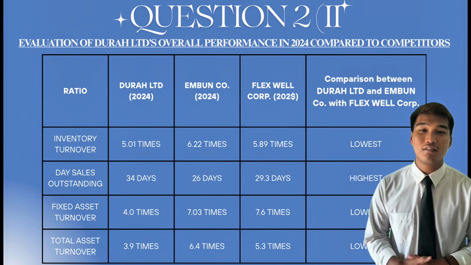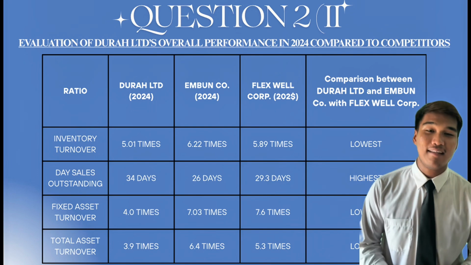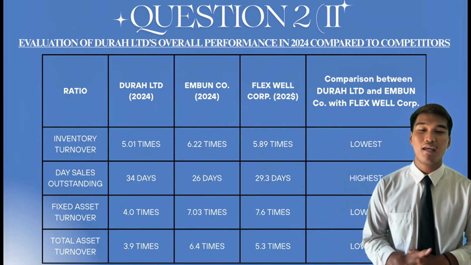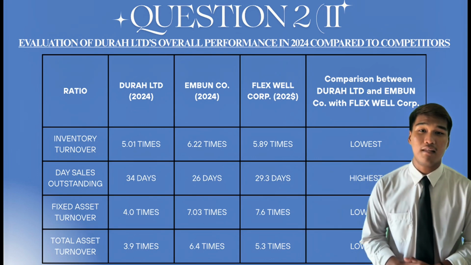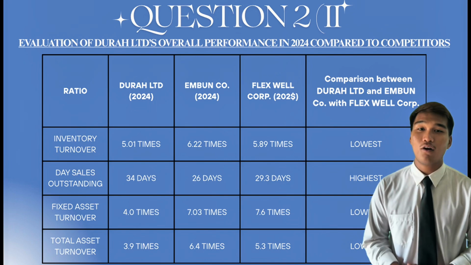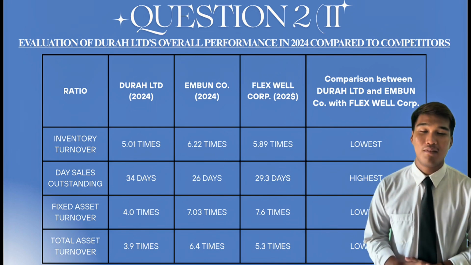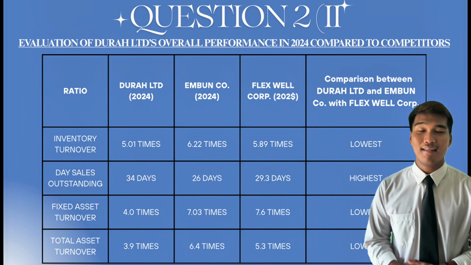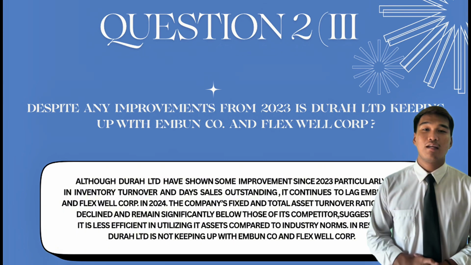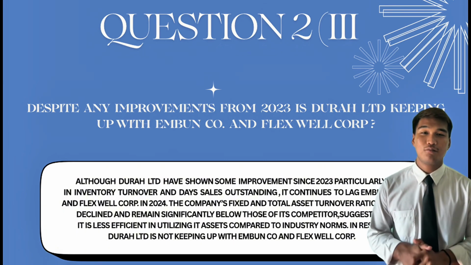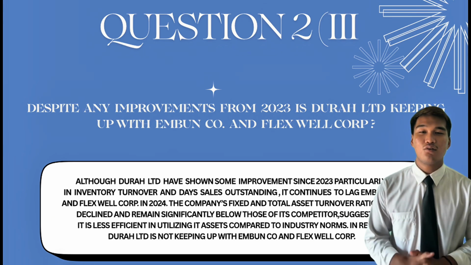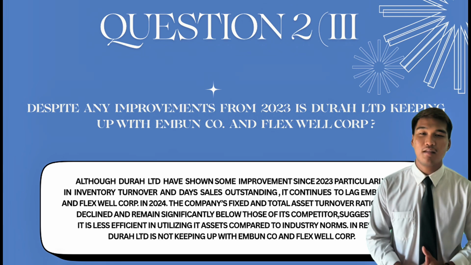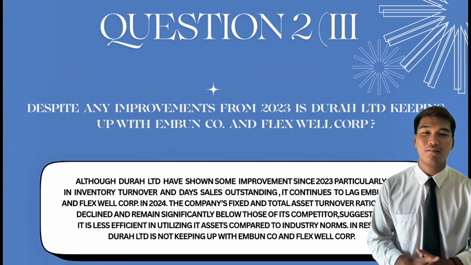And finally, total asset turnover. Dura stands at 3.9 times while Embun and Flexor Corp reach 6.4 and 5.3 times respectively. This indicates that Dura utilizes all of its assets less effectively, further showing that it's underperforming compared to industry peers. So in conclusion, although Dura Ltd has made minor improvements since 2023, its asset turnover ratios have declined and remain significantly lower than those of Embun and Flexor Corp.